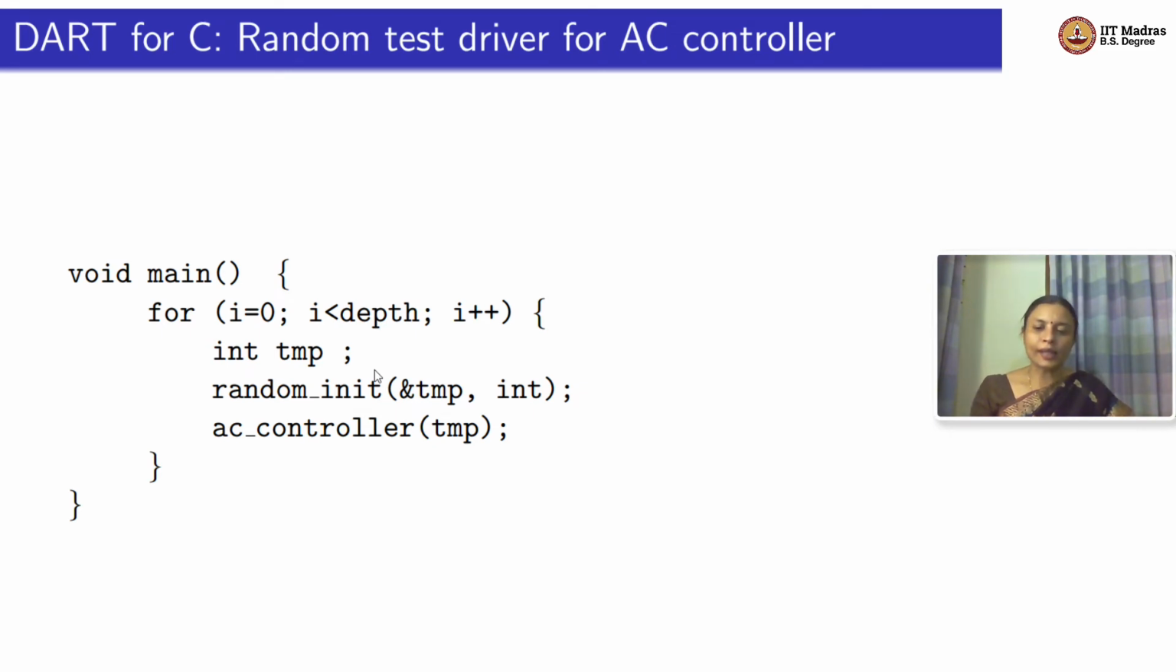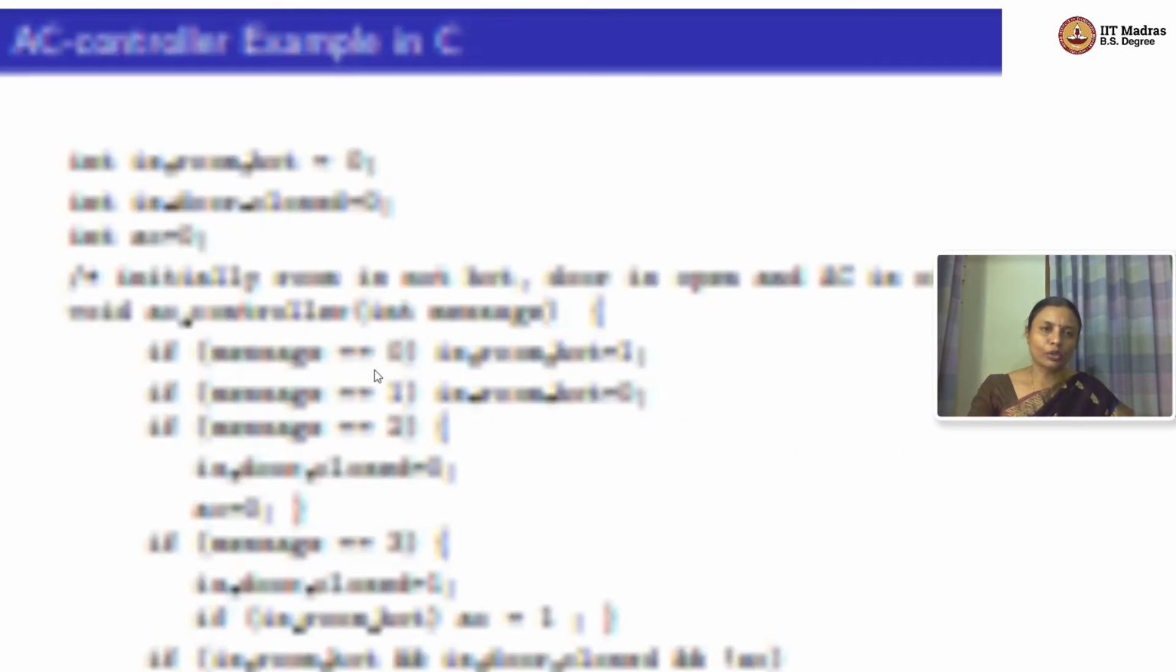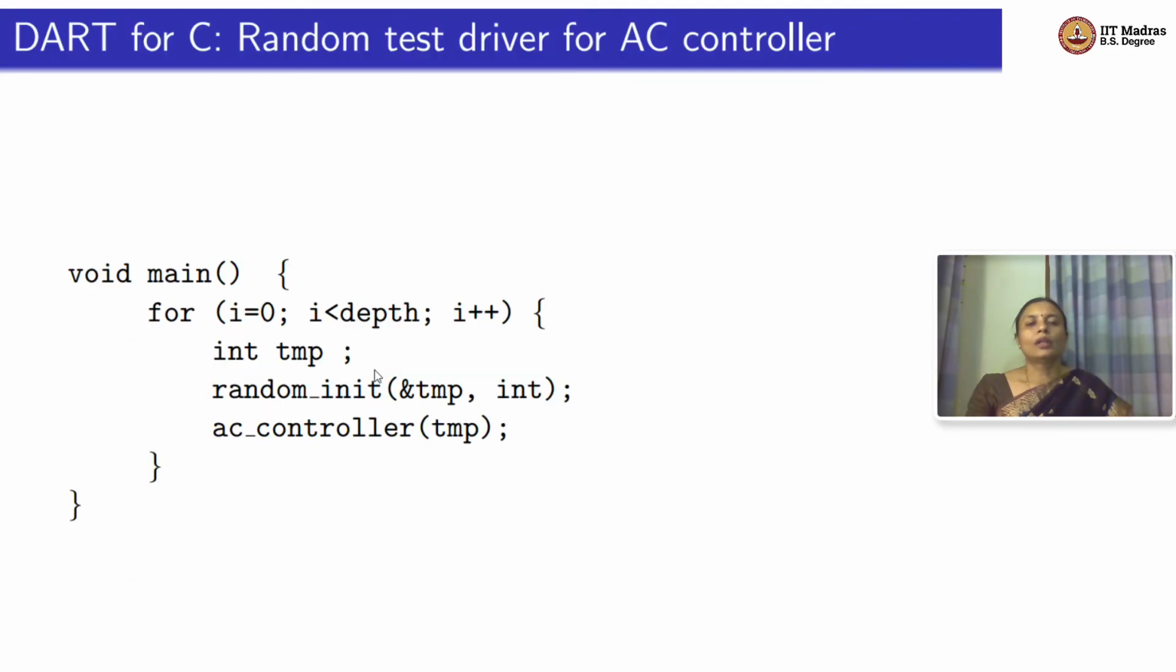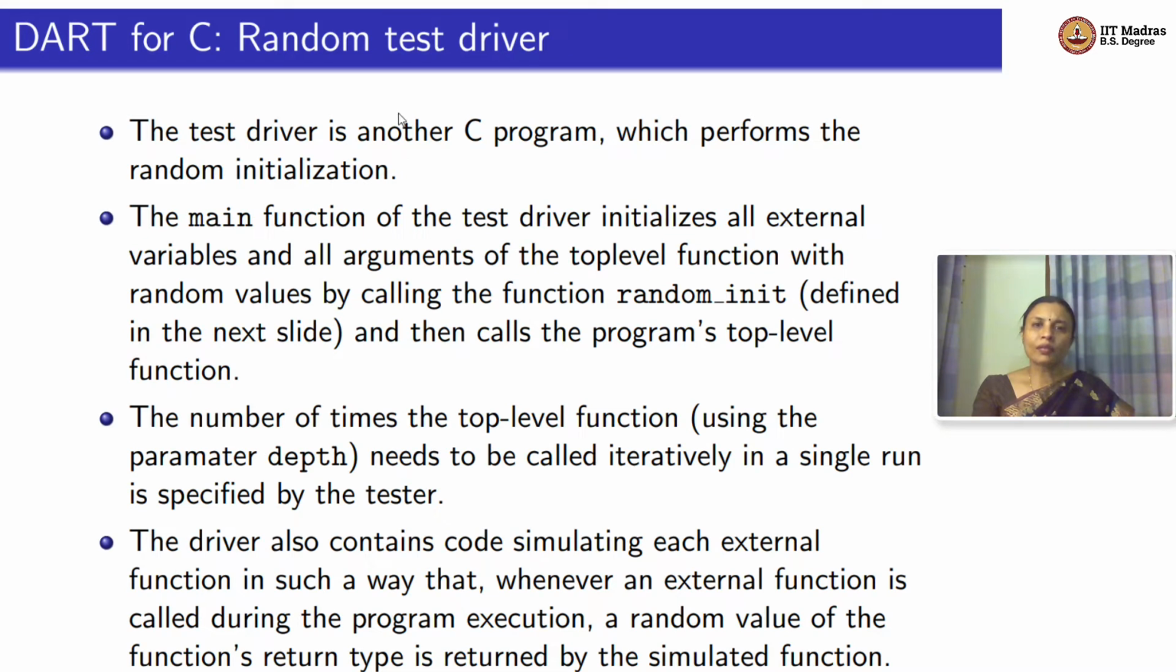So for that example that we saw here, this AC controller, here is a test driver that will randomly initialize values. So it says start, and to a certain depth you have this temporary variable, and do random initialization and call this AC controller on this temp. This test driver is basically another C program, which does the random initialization.